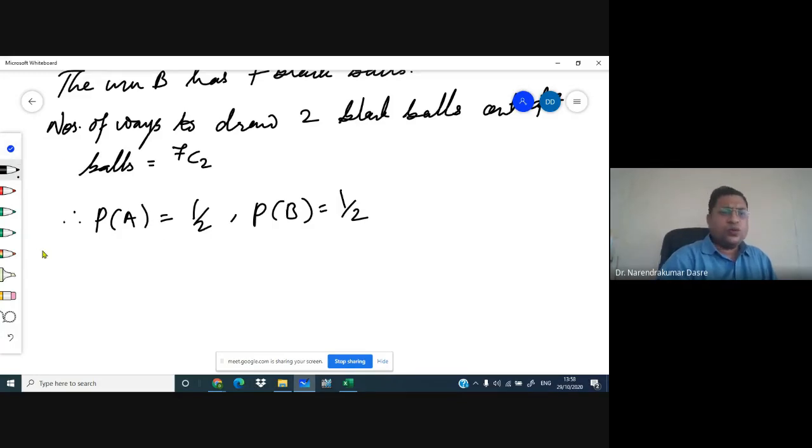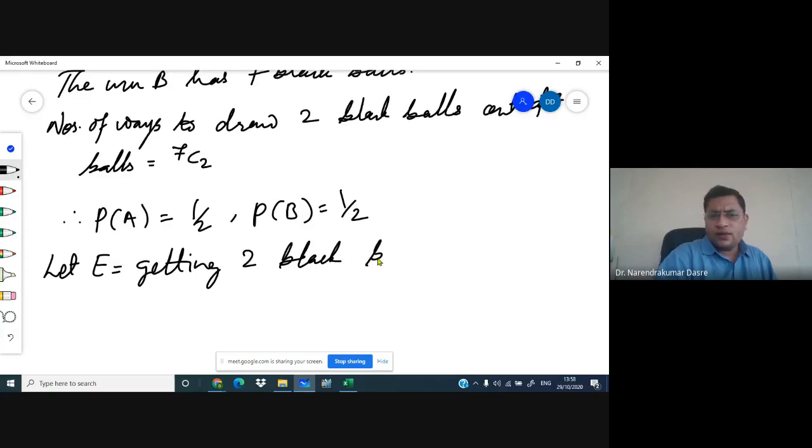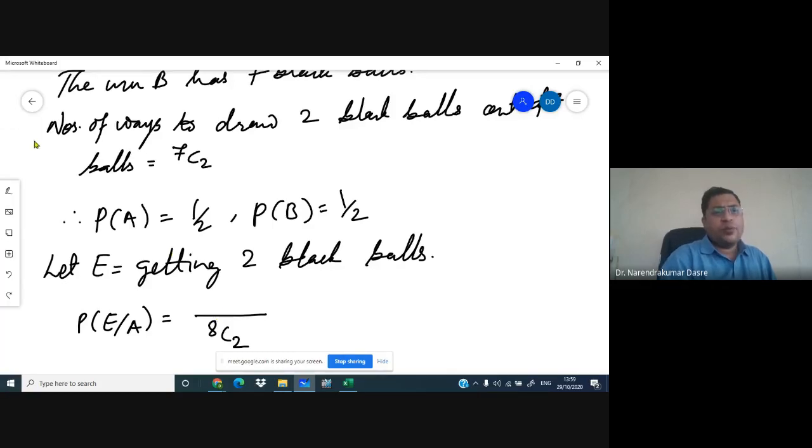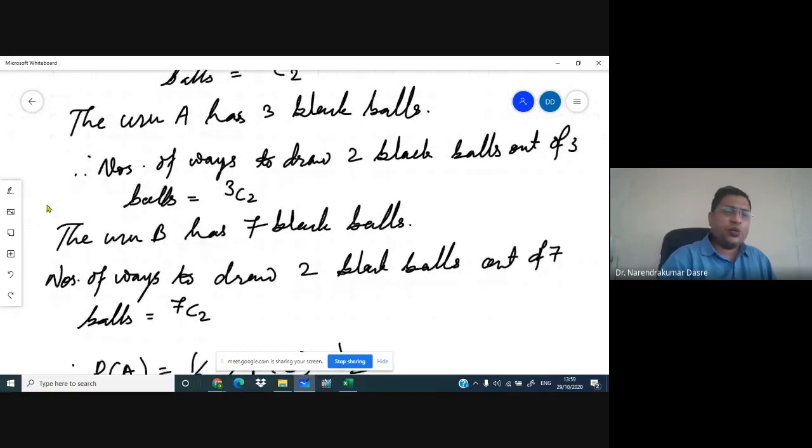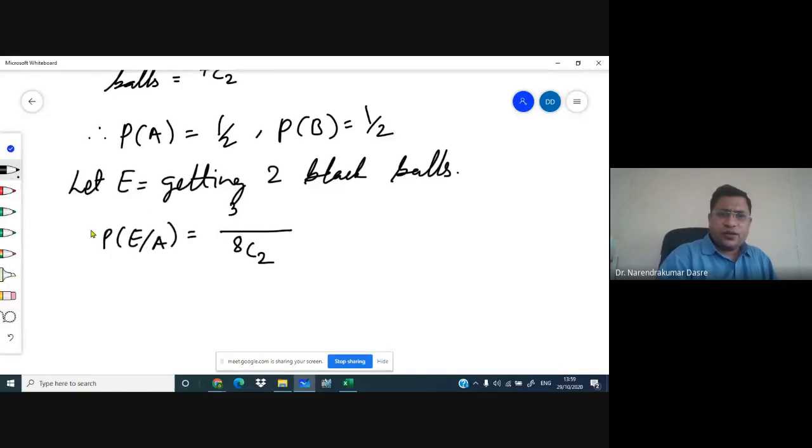Now let E be the event: getting two black balls. I have to define the probability of getting two black balls if bag A is selected, so the probability of E given A. That means bag A is selected and I want to get two black balls. We have 8C2 as the total number of ways. For getting two black balls when A is selected, how many black balls in A do we have? Three. So it is going to be 3C2.